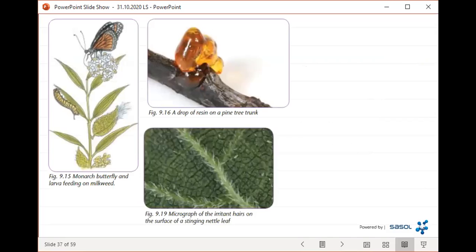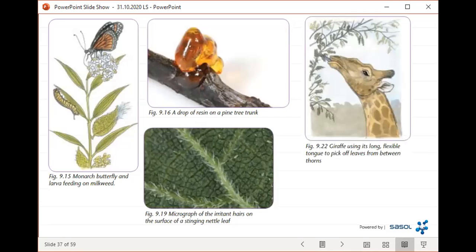Then figure 9.19 is a micrograph of the irritant hairs on the surface of the stinging nettle leaf. Then we have figure 9.22, where the giraffe is using its long, flexible tongue to pick off leaves from between thorns. Remember, the thorns are there to protect the plant from herbivores. Then we have the cactus plants right there.